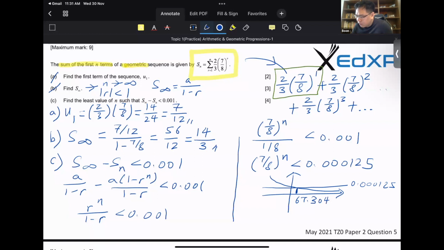Okay, but always remember that n must be ordinal. There's no such thing as term number half or term number a quarter. It must be 1, 2, 3. It must be positive integers, also known as ordinal numbers. Therefore, n must be equal to 68.